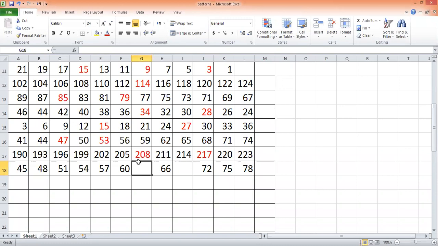Identify this pattern: 45, 48, 51. And tell me the number. What number should be after 60? Yes, 62. Why 62? Tell me why 62.